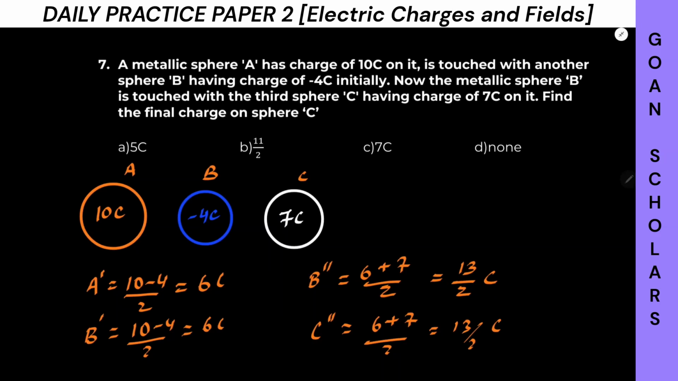I did a small mistake here, and what was the mistake? This will become 3 coulomb. 10 minus 4 is 6 by 2, which is 3 coulomb. So you will put here 3, and when you divide 3 plus 7 by 2, you will get 5 coulomb. So the correct answer is 5 coulomb. Be very careful with the calculations. So this is 5 coulomb for question number 7.